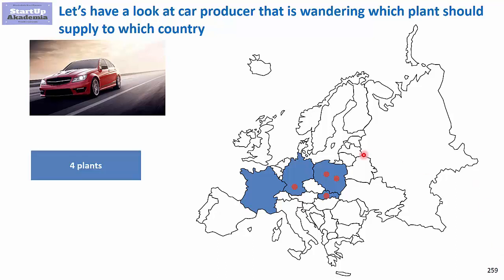So he has 4 plants, as you can see here: 2 in Poland, 1 in Czech Republic, and the last one is in Germany. He's serving 4 countries: France, Germany, Poland, and Czech. And he has to now decide which plant, which production site, should supply to which country, given the costs and the distance. You will see in Excel how to do it and how you can find the optimal solution.